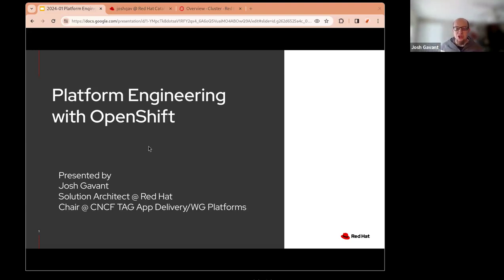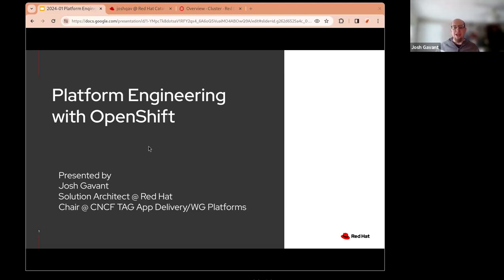I am a solution architect with Red Hat, supporting customers trying to build platforms in support of their application developers, build application platforms. I'm also the chair of CNCF's Tag App Delivery and the platforms working group, which has been trying to lead the industry these past couple years in understanding what exactly we mean by platforms, what is platform engineering, trying to help people gain understanding, help us all speak a common language, bring people together.